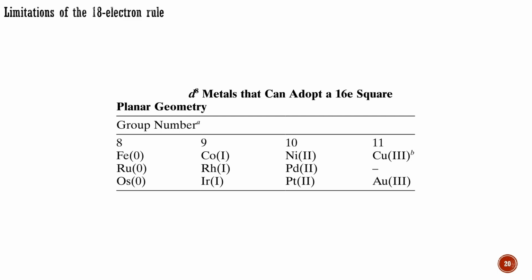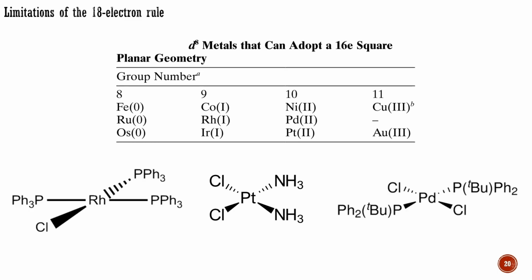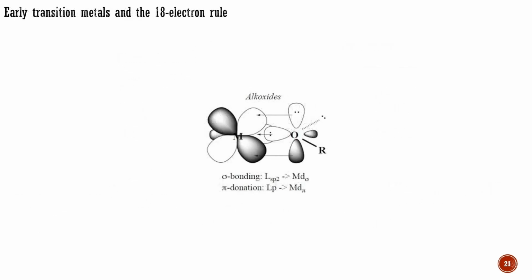This can happen for the d8 metals of groups 8 to 11. Group 8 shows the least and group 11 the highest tendency to become 16 electron. When these metals have 16 d electrons, they normally adopt a square planar geometry, as in Wilkinson's catalyst, cisplatin, and related systems shown here.